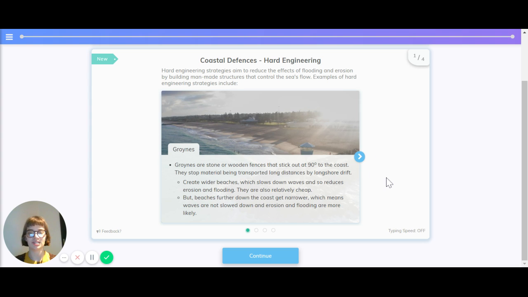They create wider beaches, which slows down waves and so reduces erosion and flooding. They are also relatively cheap. But beaches further down the coast get narrower, which means waves are not slowed down and erosion and flooding are more likely.